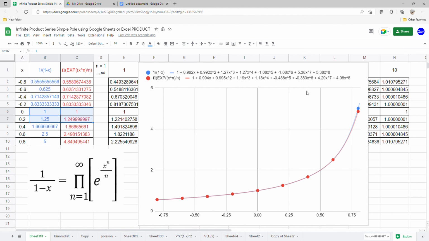So this completes the use of infinite product series expansion to approximate this simple pole 1 over 1 minus x.